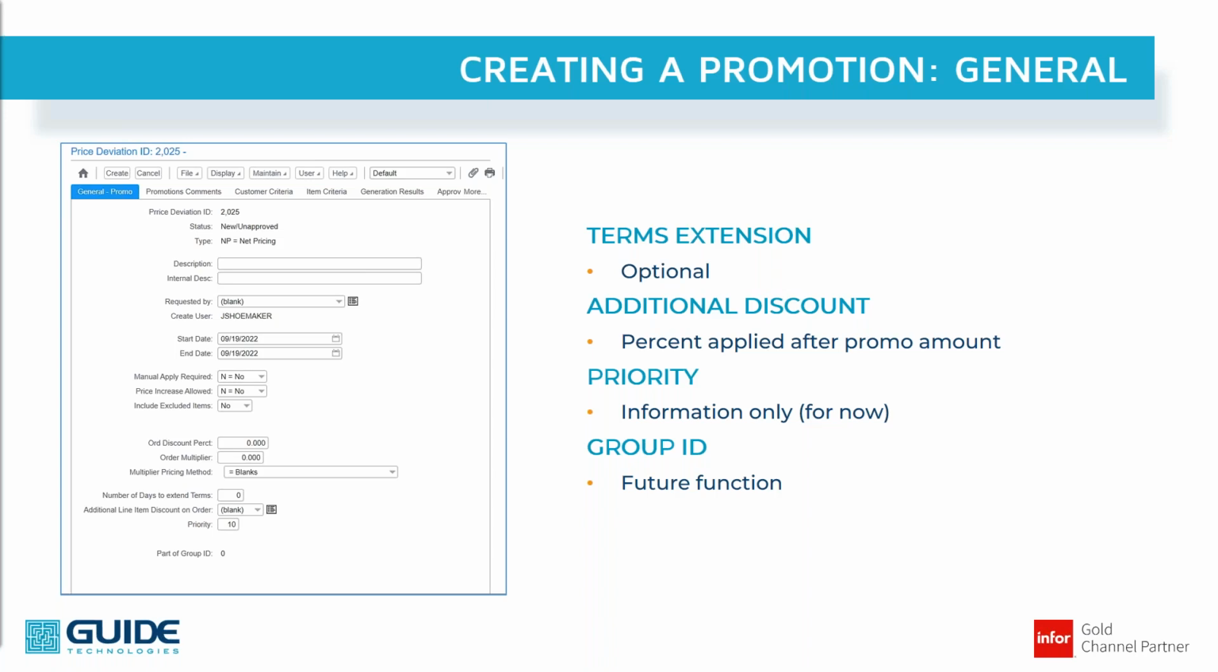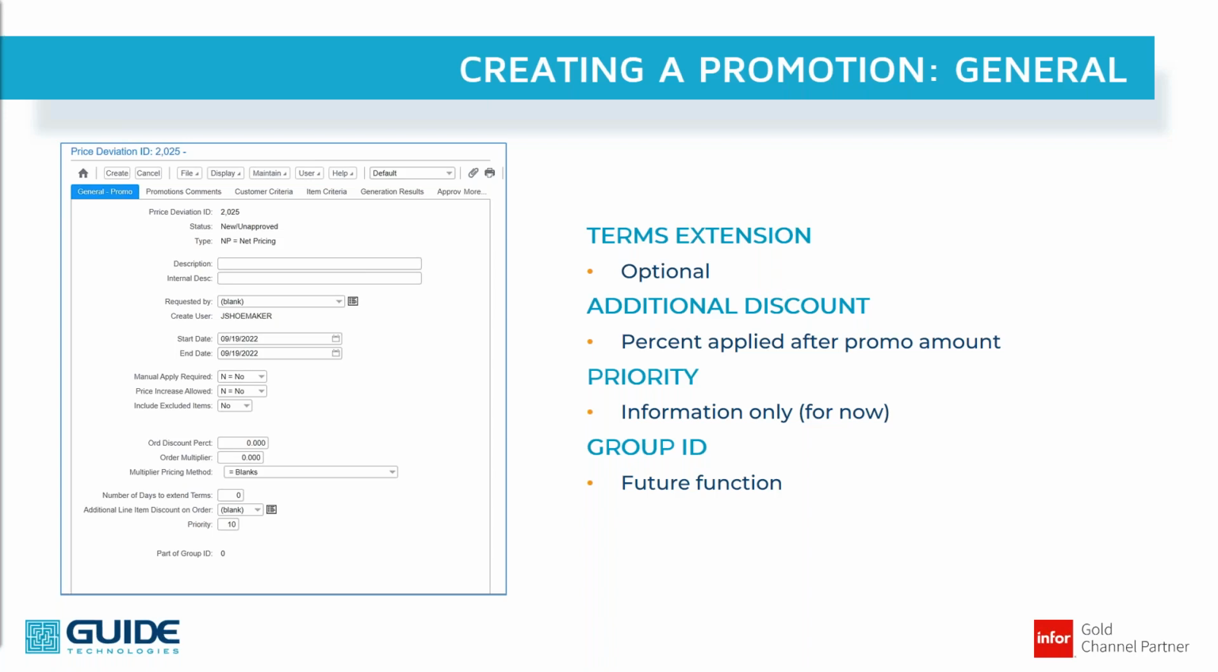Additional discount: you actually have the ability to apply a different, separate percent discount after the promotion. So if, as part of the promotion, it was a flat amount less 5, and that flat amount was maybe something different than base, you could put a flat amount and then do a promotion discount off of that. And then the group ID, the priority and the group ID are going to be used in a coming soon.